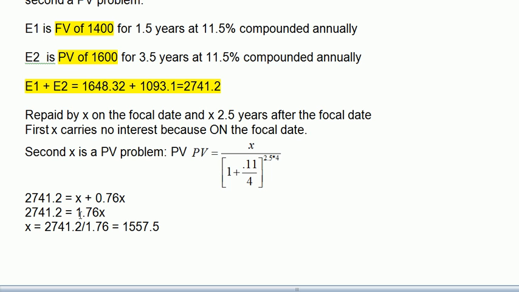I can simplify by adding x to 0.76x, so 2741.2 equals 1.76x. Now I divide both sides by 1.76, and it comes to 1557.5. So you can repay it by two equal payments of 1557.5 on the focal date.